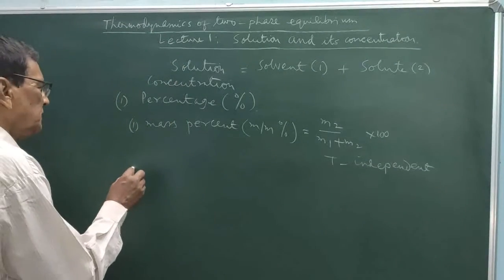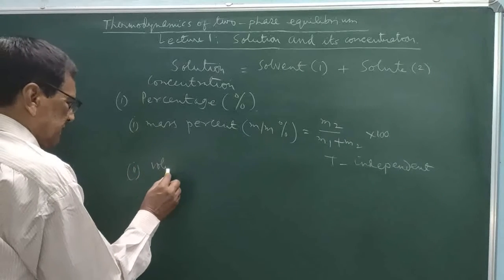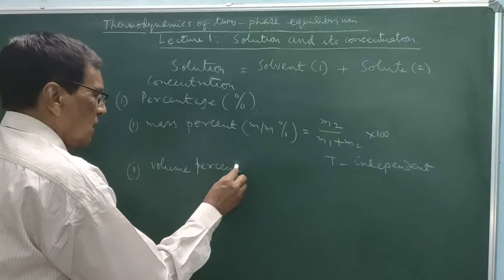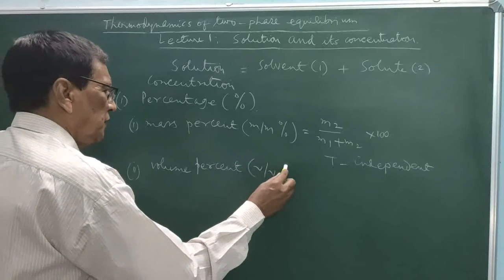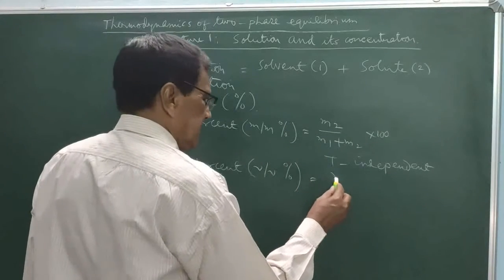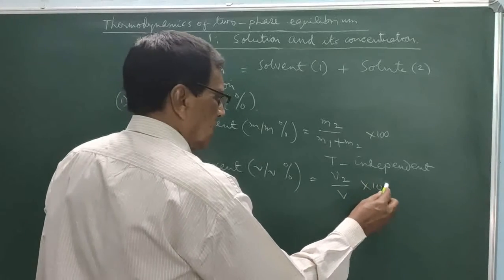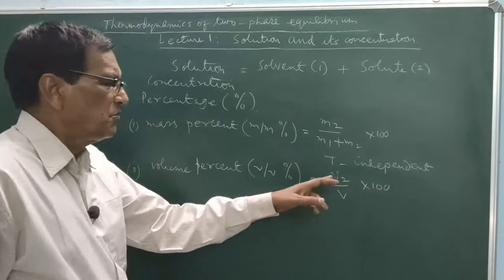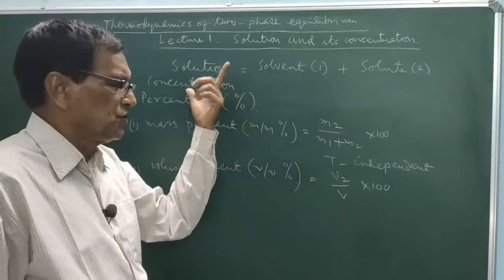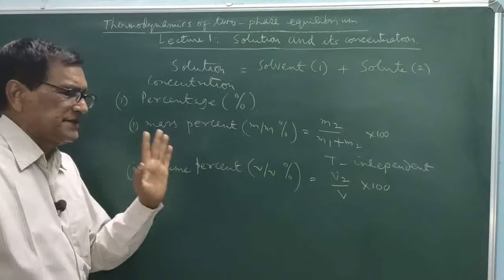So second one, volume percent. Volume percent, V by V percent, and it is defined as V2 divided by V into 100. V2 is the volume of the solute, and V is the total volume of the solution, and it is multiplied by 100, giving you the volume percent.